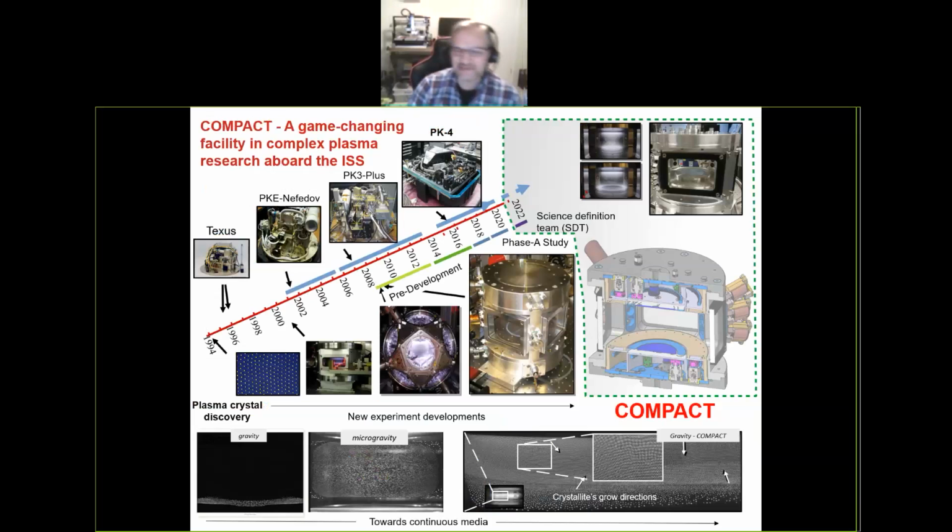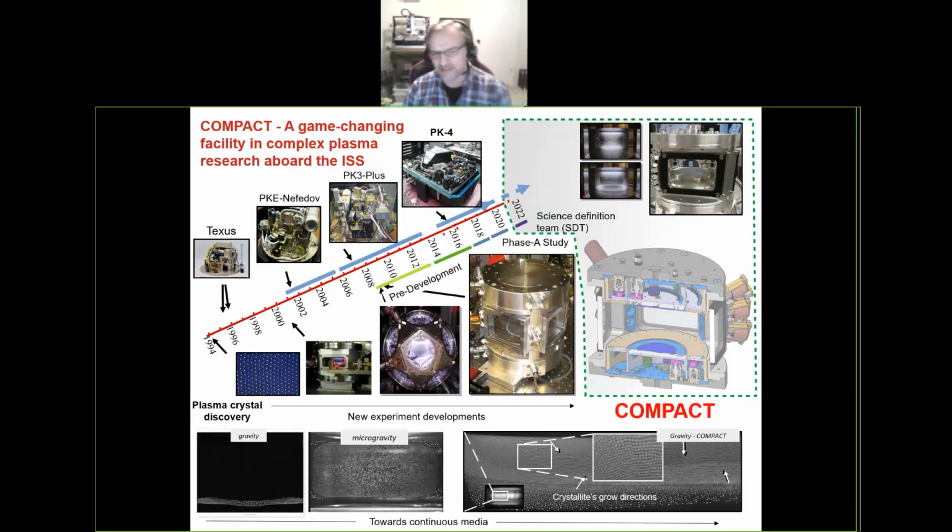Yeah, so how do we do that? Where is COMPACT compared to the other space experiments? Here you see the timeline on top. There are all the experiments since 2001, PK-3 and Nefedov to PK-4. PK-4 was slightly different because it addresses more systems with anisotropic potentials and more liquid systems. So COMPACT is more in the history of PK-3 Plus, which was a smaller parallel plate discharge chamber, where you can get, let's roughly estimate, maybe 10 million or 100 million particles in the system totally. And on the bottom, you see a picture where it's written microgravity on top of this.